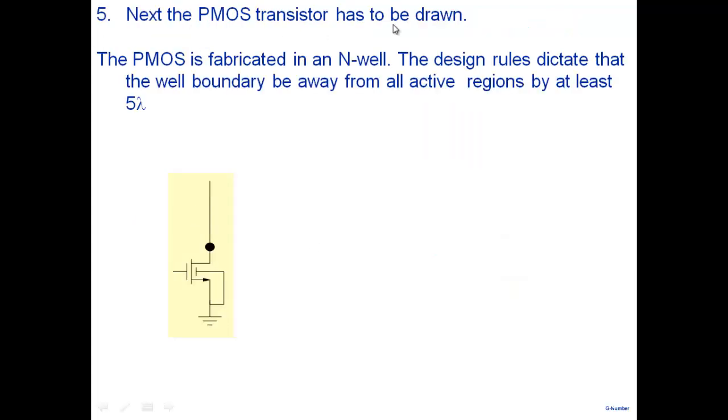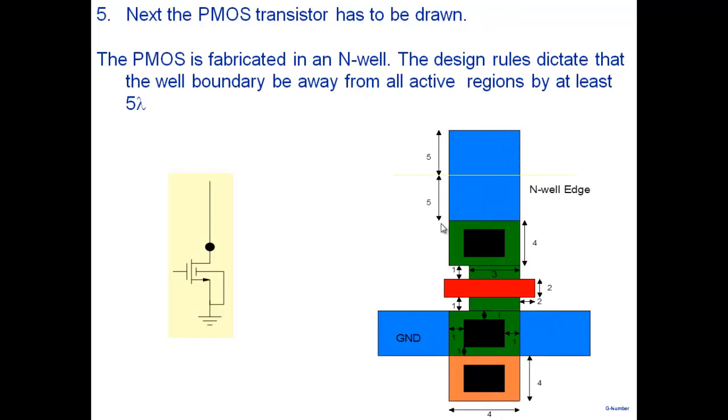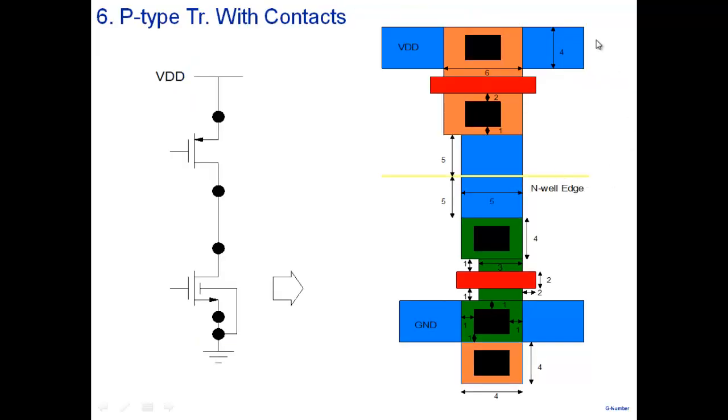So next, the PMOS transistor has to be drawn. Okay, so let me do it quickly now. For the PMOS transistor, there are rules for how much you have to extend the poly and all that. Now PMOS has to be made in an N-well. So this is the edge of the N-well. There are rules that the N-well edge must be away from the N plus region by 5 lambda. So now N-well is there. And this is the N-well edge.